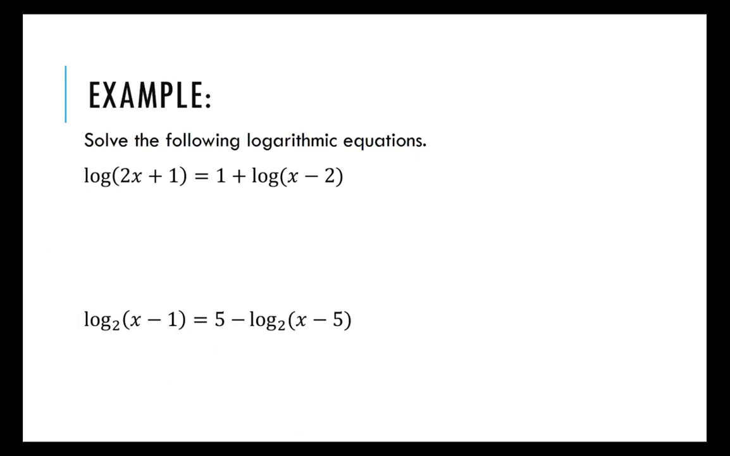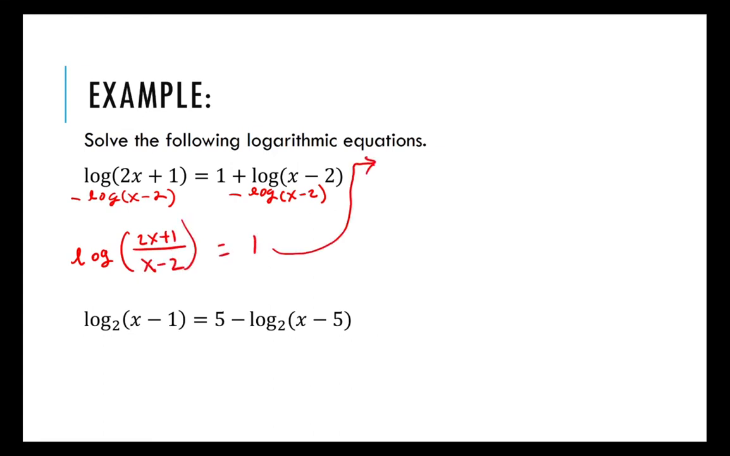First, I need to get all the logarithms on the same side so that I can combine them into a single logarithm. So I'm going to subtract log base 10 of x minus 2. At this point, I'm just going to shortcut because log of 2x plus 1 minus log of x minus 2, that being subtraction of logs, means it's the quotient of the arguments in the log. And so that's going to be log base 10 of (2x plus 1) divided by (x minus 2) is equal to 1. Now I can write this logarithm via the definition as an exponential.